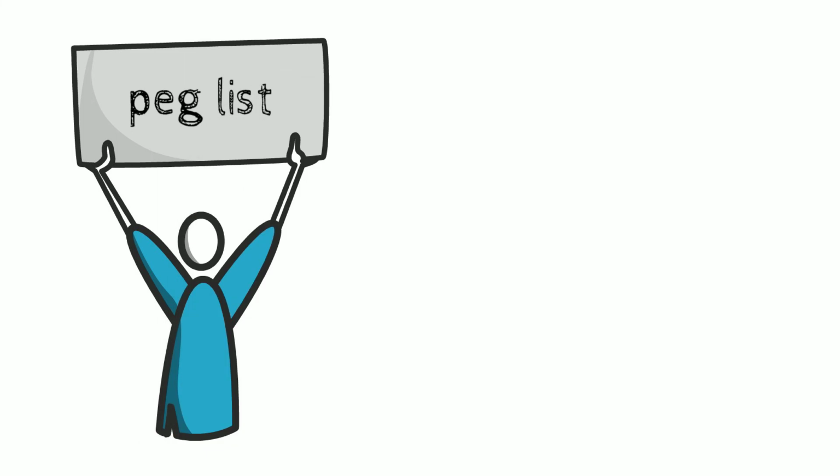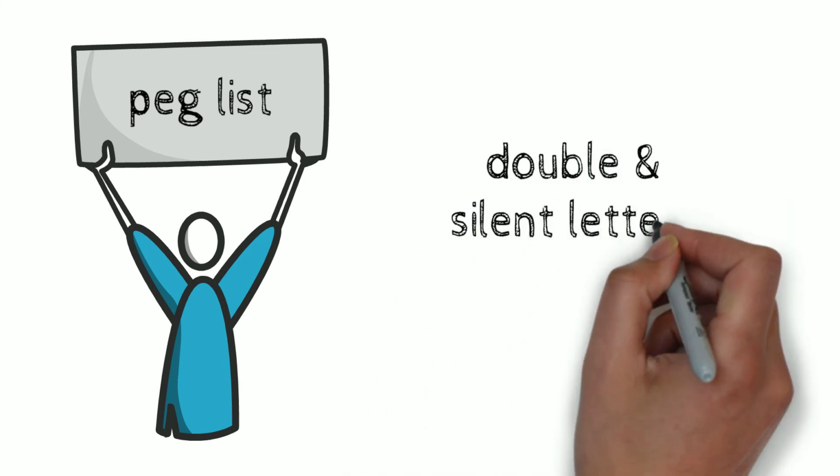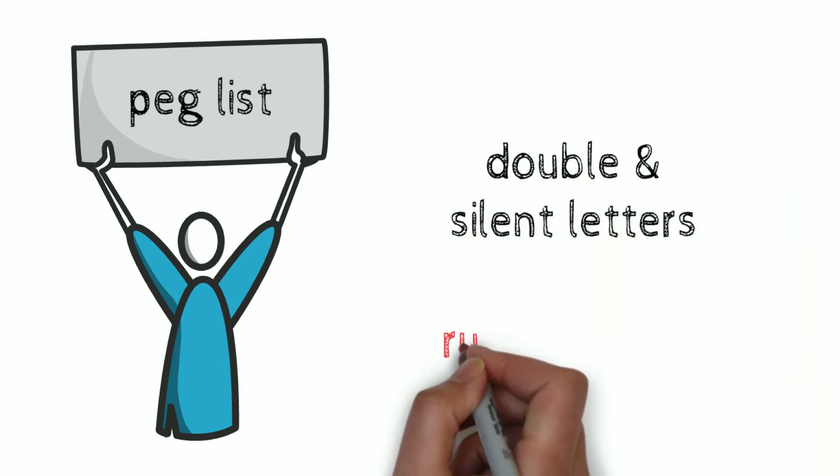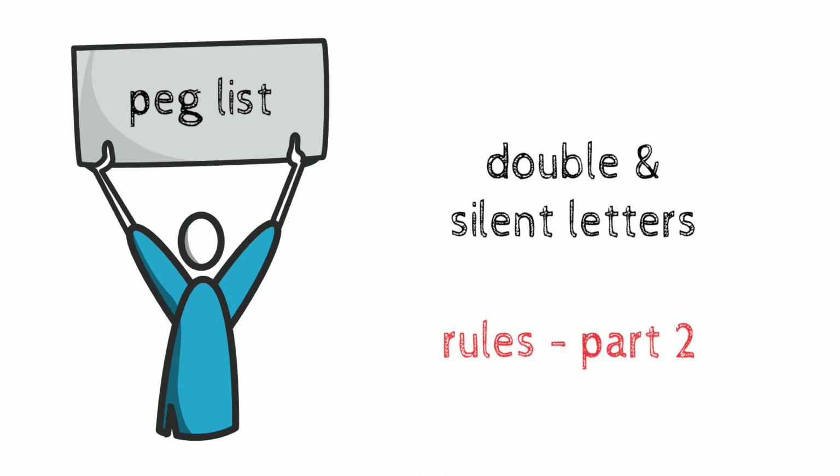So that's how you create your own peg list for numbers 10 to 19. You may have also noticed that there are some words that have silent letters while others have double letters. In part 2 of this series, I talked about the rules of the major method. You learn why we ignore silent or double letters in our peg words. Head over to part 2 to learn more.